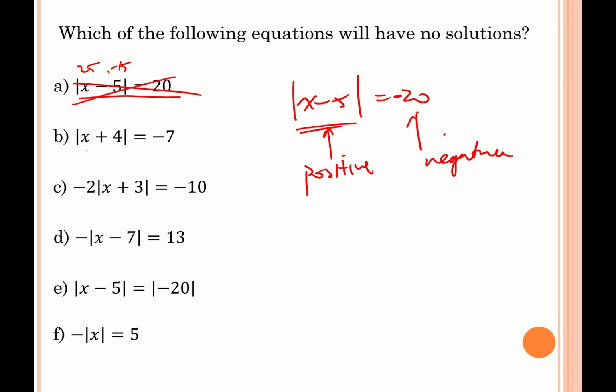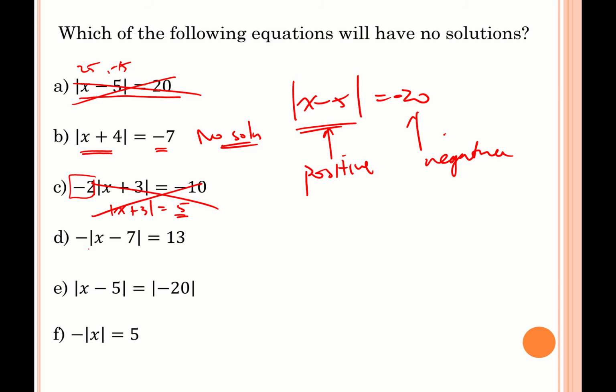For B, because this is the absolute value of a value that's positive, and negative 7 is negative, this one will have no solution. Okay? For C, you see how there's a negative 2 in front? You can divide both sides by negative 2. So you get x plus 3 is equal to 5. Since it's positive, it'll be okay. You will have a solution.